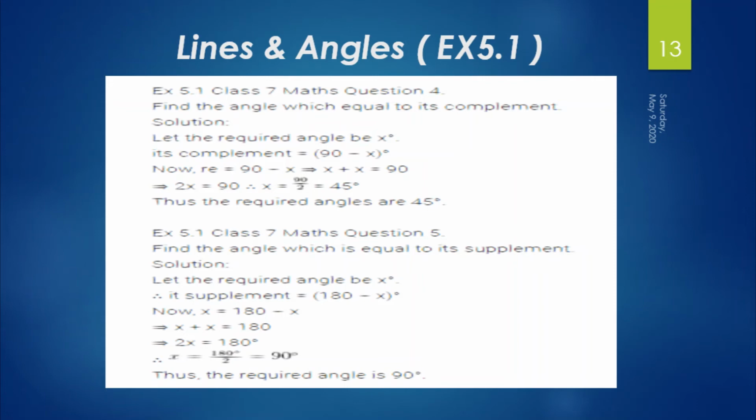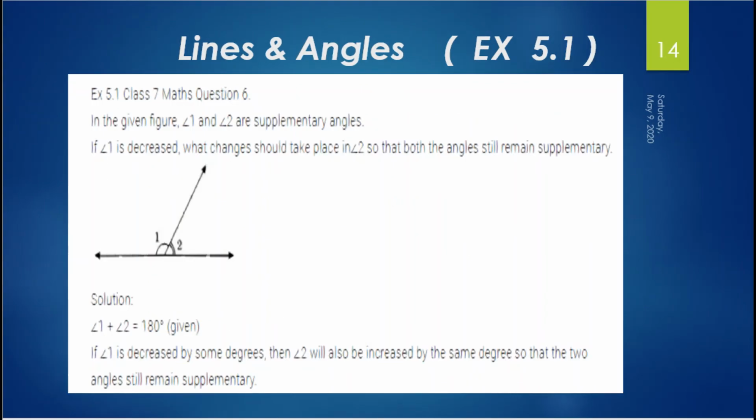Moving to question number 6. In the figure, one of the supplementary angles, angle 1, is decreased. What changes should take place in angle 2 so that both the angles still remain supplementary? Angle 1 plus angle 2 is 180. So if angle 1 is decreased by some degrees, angle 2 will be increased by some degrees, so that the two angles still remain supplementary.